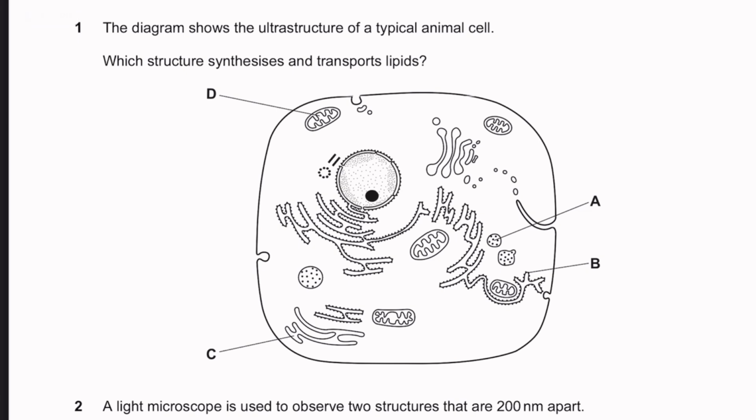Now let's get started with question 1. The diagram shows the outer structure of a typical animal cell. Which structure synthesizes and transports lipids? That will be the smooth endoplasmic reticulum. C.